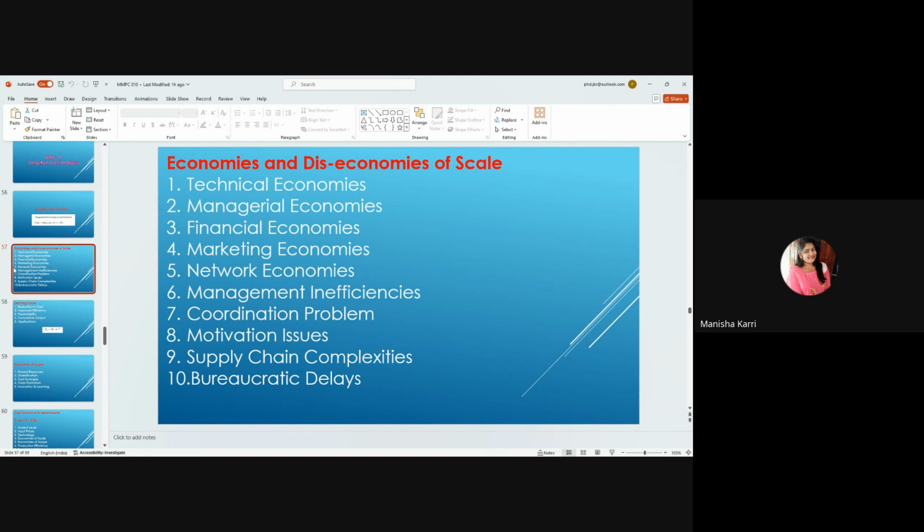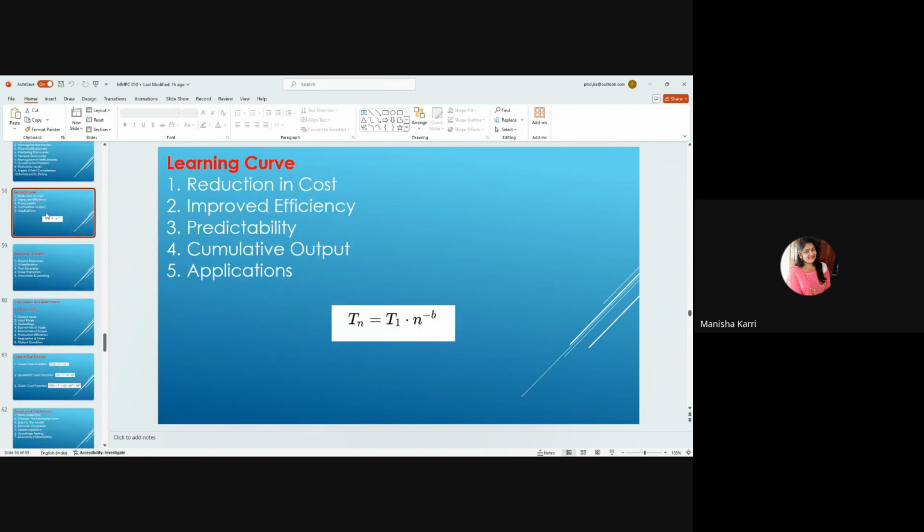Another topic is the learning curve. So what is this learning curve? It is also known as the experience curve. Generally, this concept describes how the efficiency of a worker or organization improves with experience. As the production process is repeated, the time and the cost required to produce each unit also typically decrease. There are some key points for this learning curve. First one is reduction in cost.